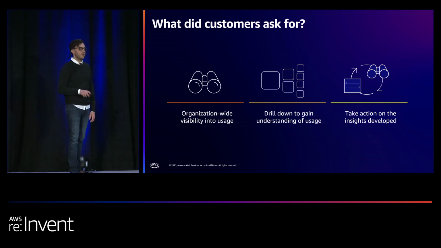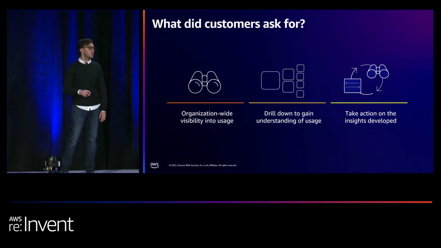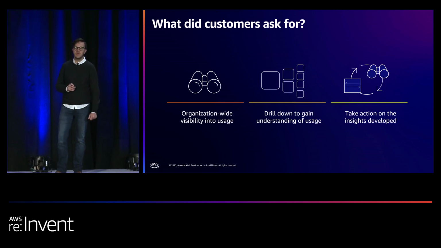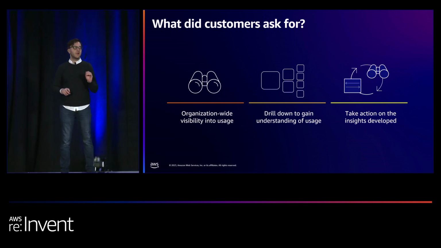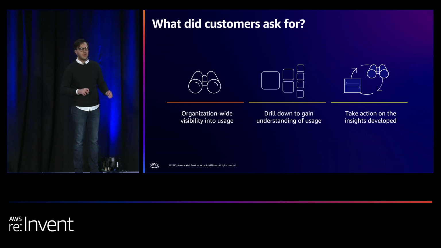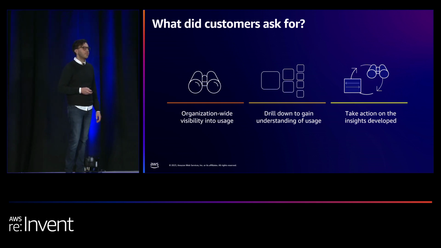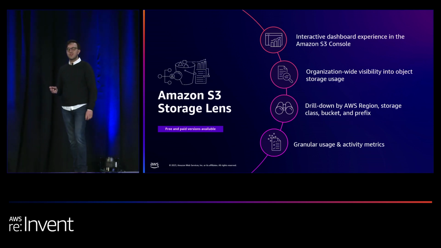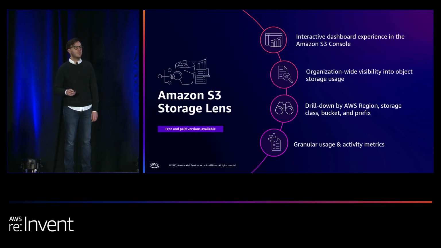Now, very specifically, customers want the visibility into their object storage usage to avoid having to go bucket by bucket or account by account to gather details. They want the ability to analyze their data at the right granularity for root cause analysis, and they want the ability to get meaningful insights that allow them to take action. And so that's why we launched S3 Storage Lens, which gives you organization-wide visibility into your object storage usage to improve both data protection and cost efficiency.